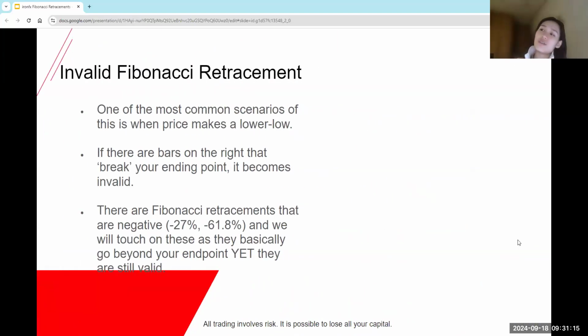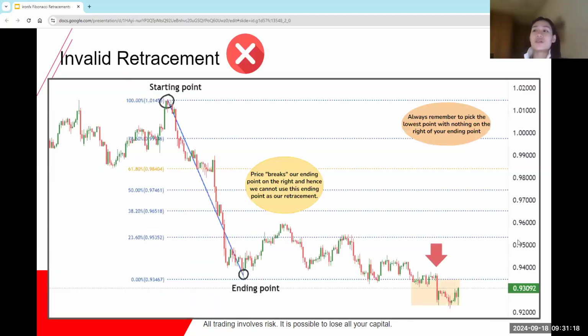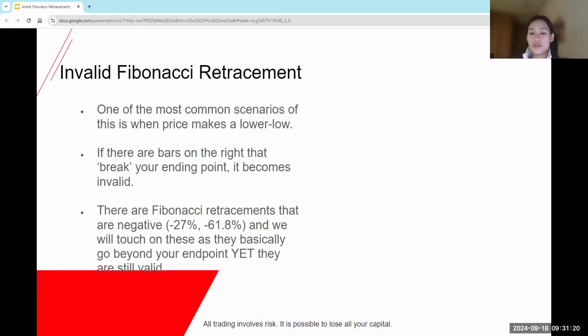So when is a Fibonacci retracement invalid? Okay, I'll go through that in a bit. Just some points to take note of first.